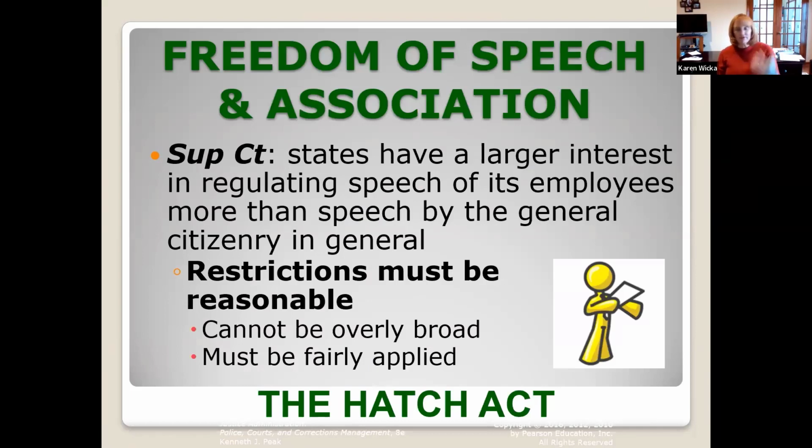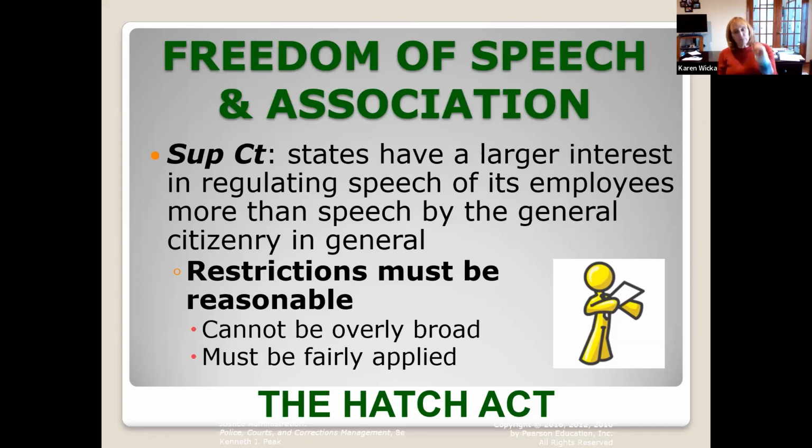Generally, people have the freedom of speech, and taking away your freedom of speech is really hard. They can only limit it in very, very small situations. The United States Supreme Court has said that there is a larger interest in regulating speech among your employees. And so they may be able to limit your speech in your job more than they could if you were just an average citizen, okay?